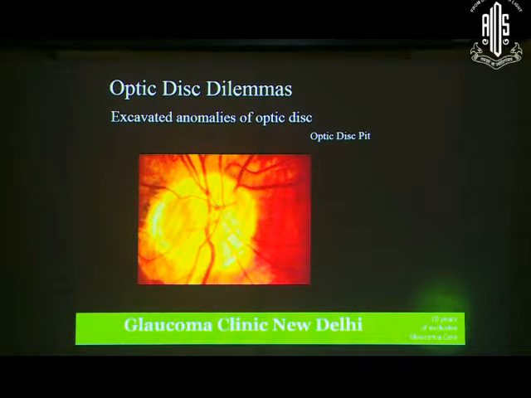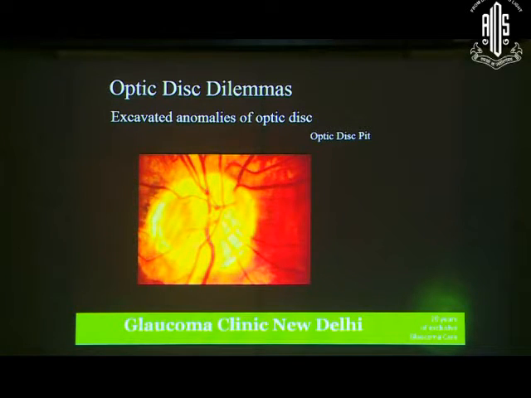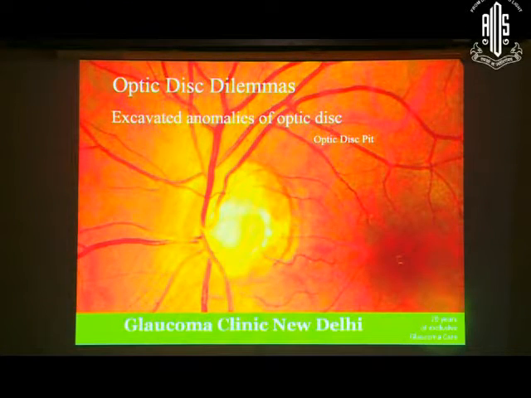The other thing you'll see is a pit. An optic disc pit is a pea-sized swelling that you will see on the optic disc. It is usually temporal, but you could find them at various locations of the optic disc. Typically, pits of the optic disc will be associated with some form of a CSR.